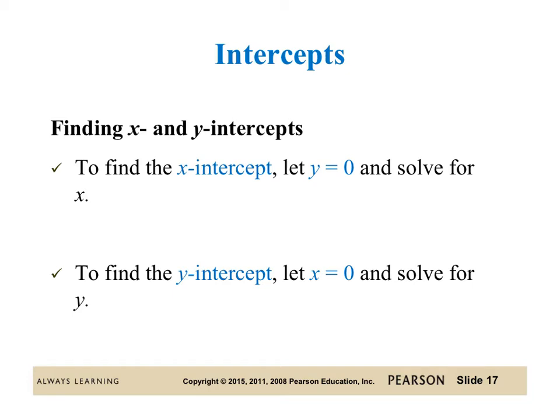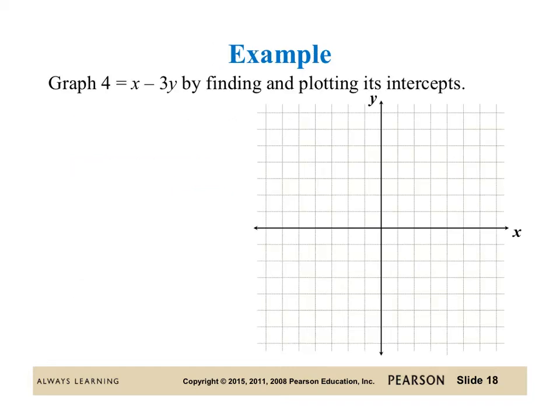So, one final reminder, if you need to find x and y-intercepts, to find the x-intercept, you let y equal 0 and you're going to solve for x. To find the y-intercept, you're going to let x equal 0 and solve for y. And most of the time, the arithmetic to do either of those two is relatively simple. So now we're going to graph 4 equals x minus 3y by finding and plotting its intercepts.